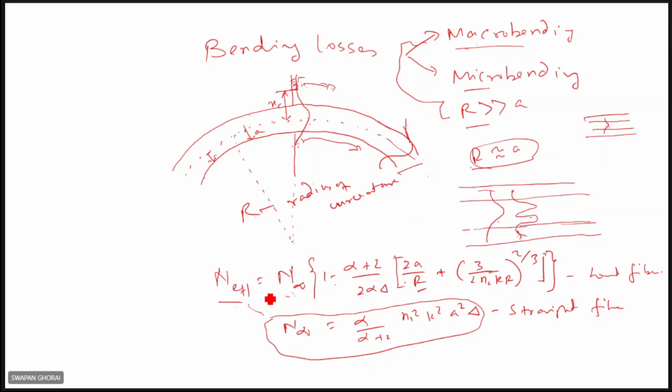So this is the reason for the macro bending, because of the field tail distributions. Because of the bendings, a longer distance will be there for one portion of the tail, which has to move faster than the velocity of light, which is not true. So loss will be there. Another case I told you is when R is greater than a, but sometimes the radius of curvature can be the same as a.